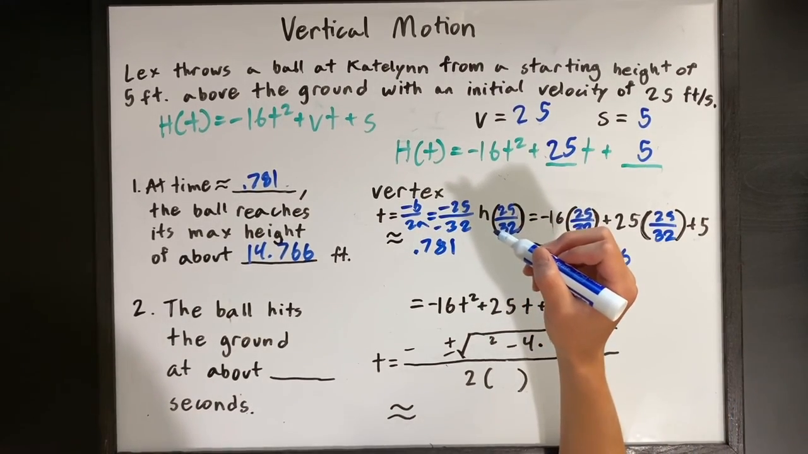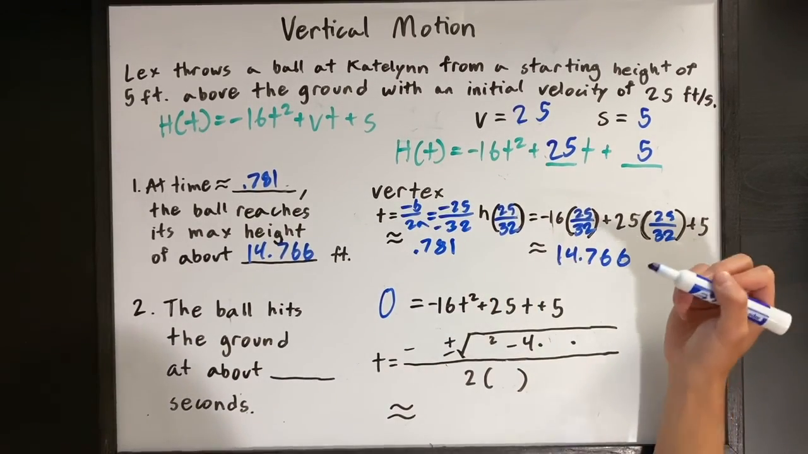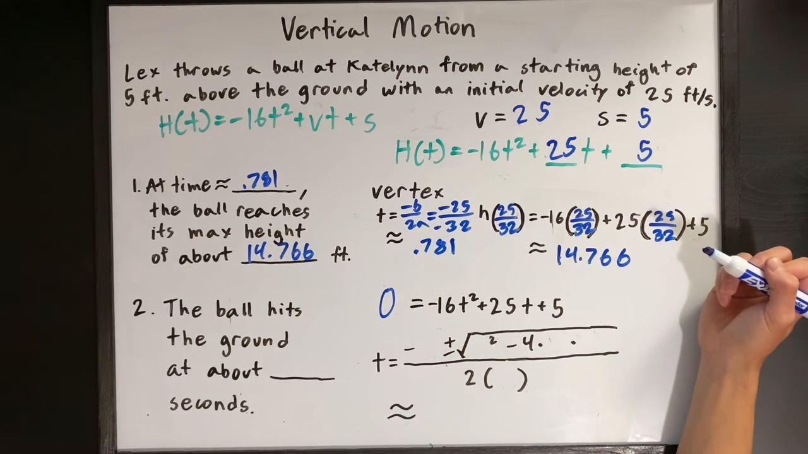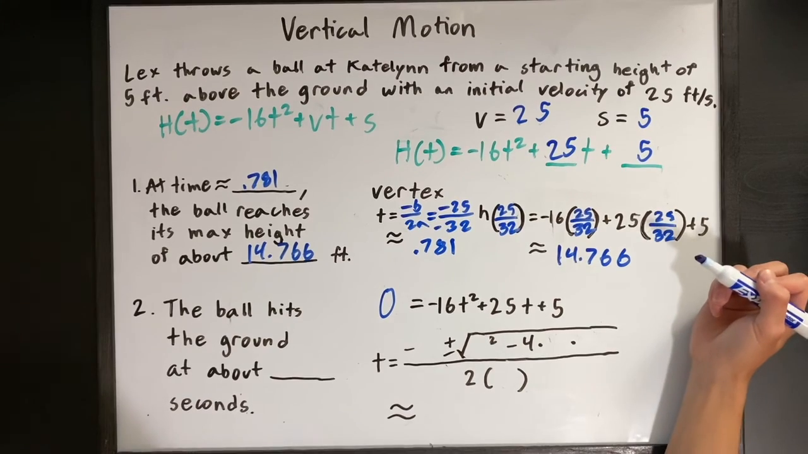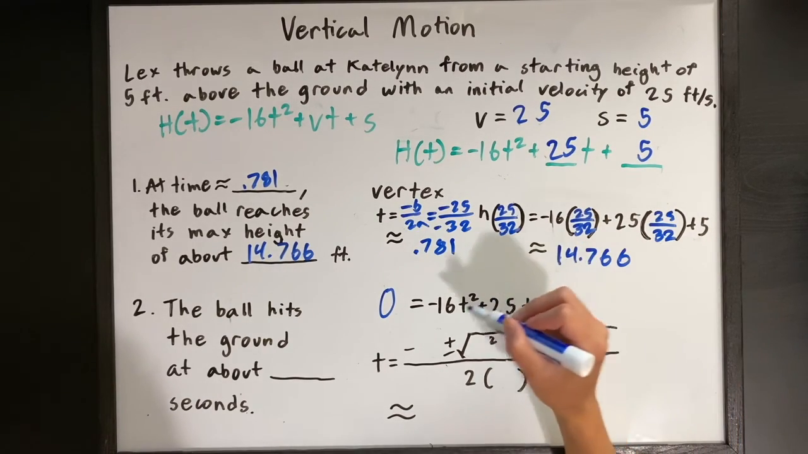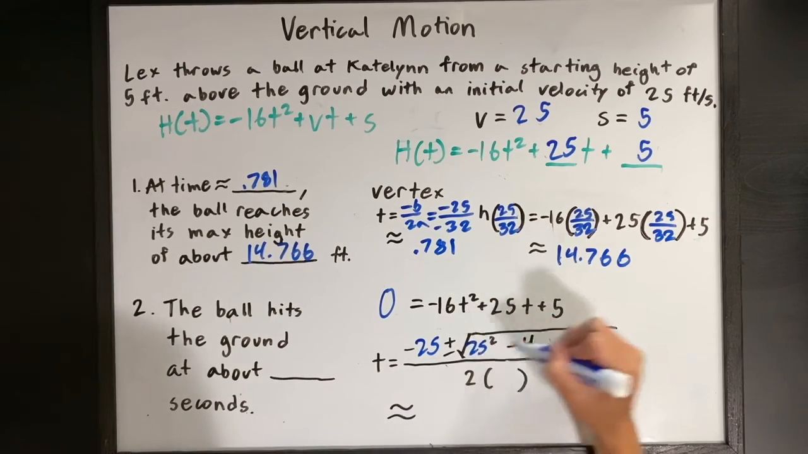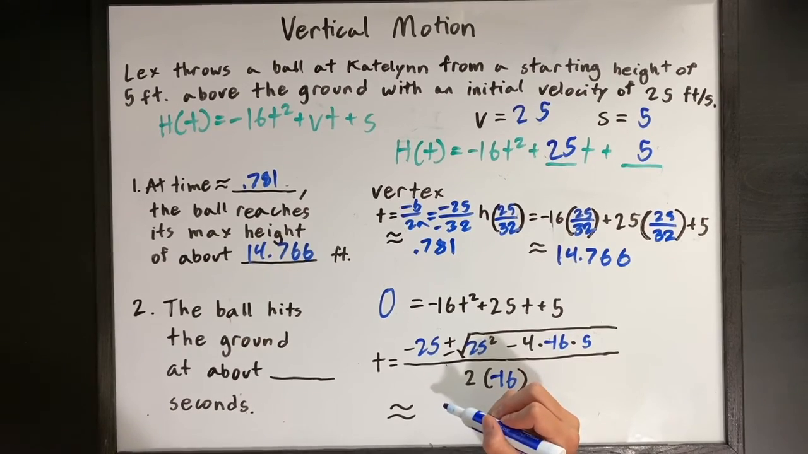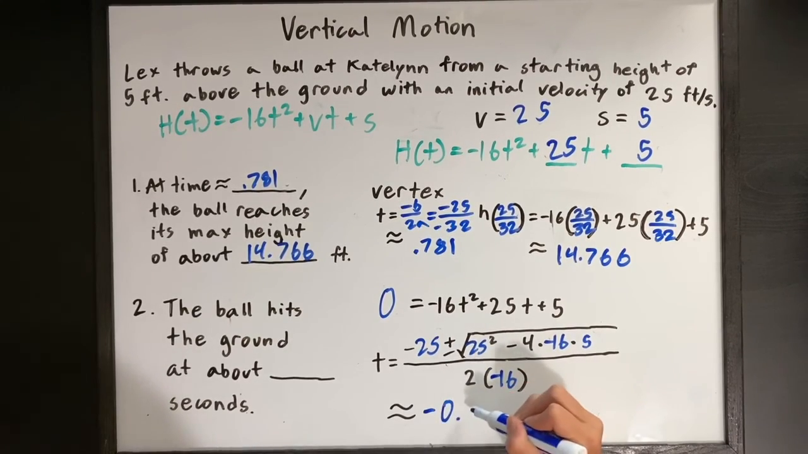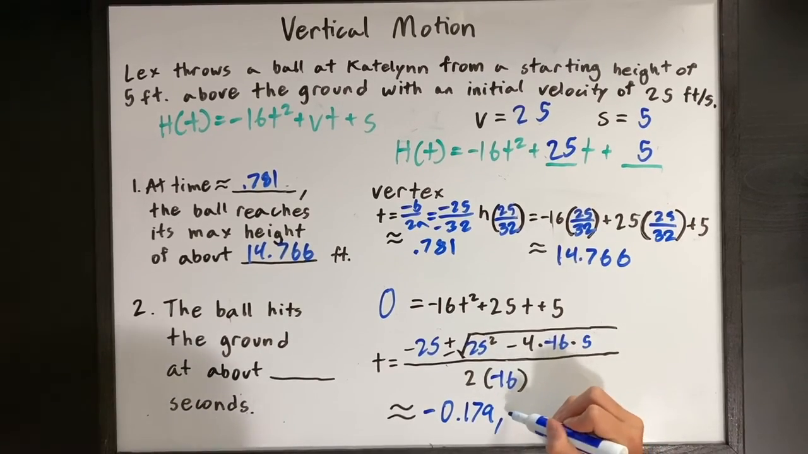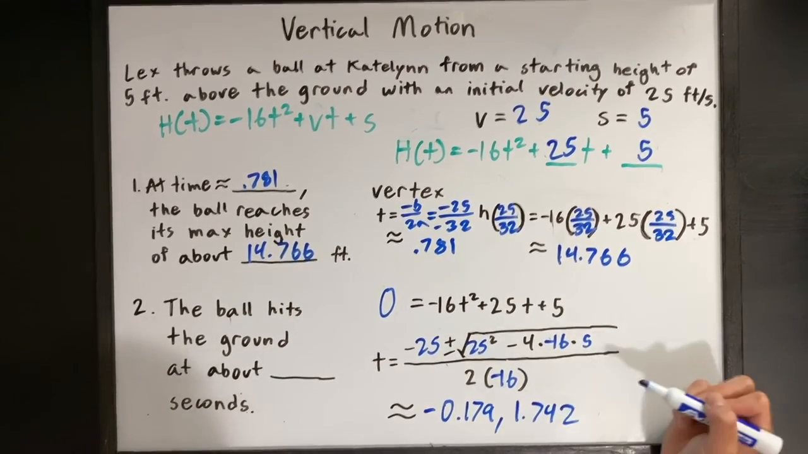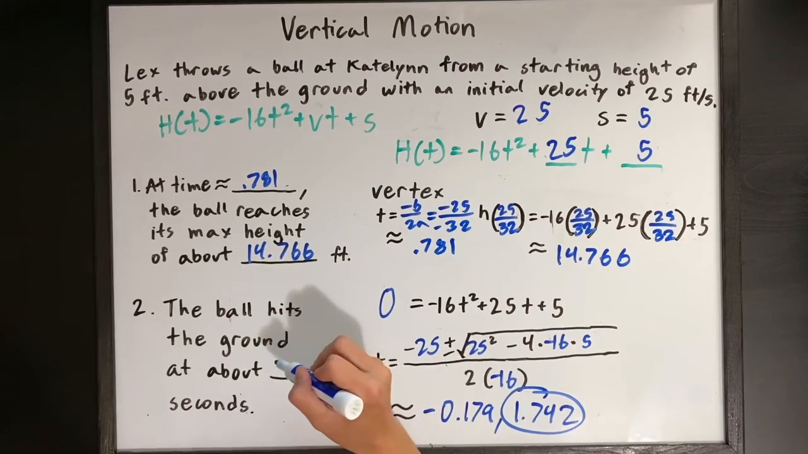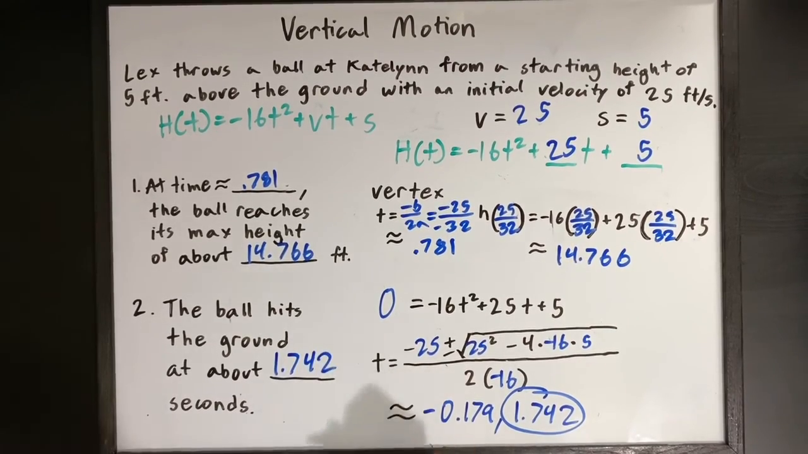When does the ball reach the ground? We can start by substituting h of t with 0, since there is no height at the ground. That leaves a quadratic equation that we can solve with either factoring or the quadratic formula. This equation is not factorable, so we'll substitute a, b, and c into the quadratic formula. Putting that in a calculator, you get two possible answers, negative 0.179 or 1.742. But time cannot be negative, so this is the only right answer. The ball hits the ground at about 1.742 seconds.